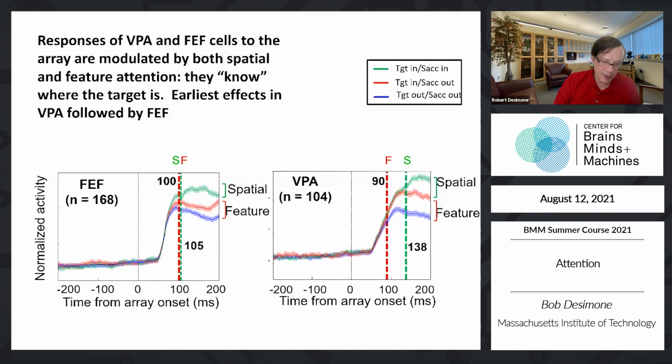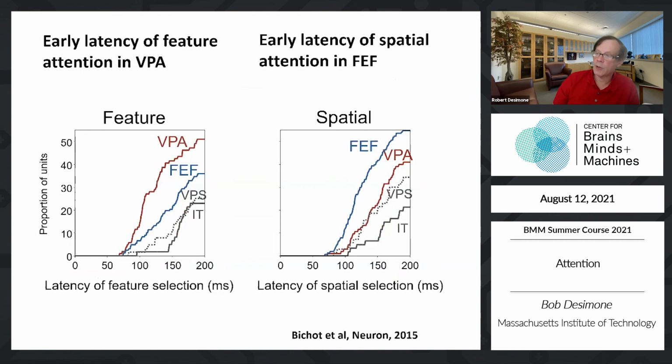But the latencies look a little different. That's shown more clearly in the next slide, where we look at cumulative latency distributions, and we compute the latency on a cell-by-cell basis. For feature-directed attention, the earliest latencies are found in VPA, and then later in the frontal eye fields, and even later in places like IT cortex. But for spatially directed attention, the earliest latencies are found in the frontal eye fields, and then they're later in VPA, and then even later in areas like IT cortex.